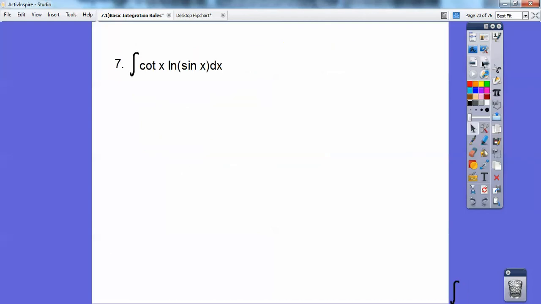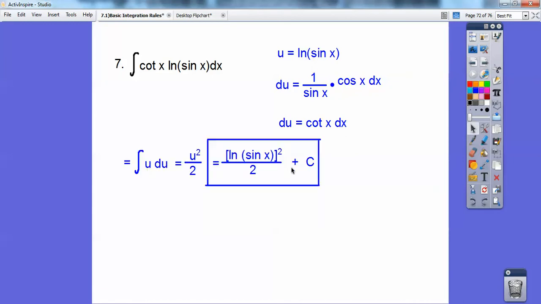Okay, so this one right here, again, just playing around right here. If I let u be that stuff right there, then du is the inverse of that times the derivative of that, which is just your cotangent right there. So this is just going to end up being the integral of u, which is u squared over 2. Okay, and remember my u is this whole thing right there, and don't get that confused with this right here. This is not equal to the natural log of the sine of x squared, because if it was, this 2 would come out in front and it would be 2 times that. So this is my answer, this is not my answer right there.